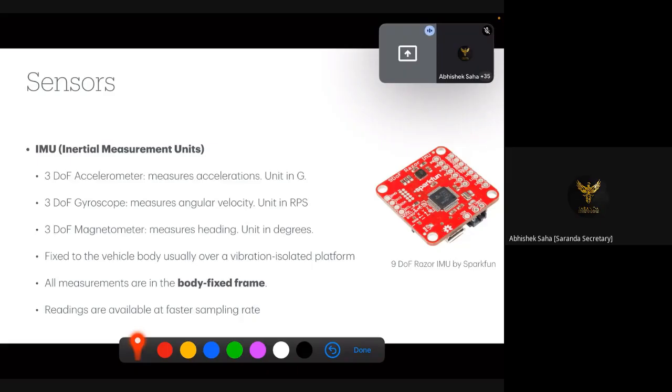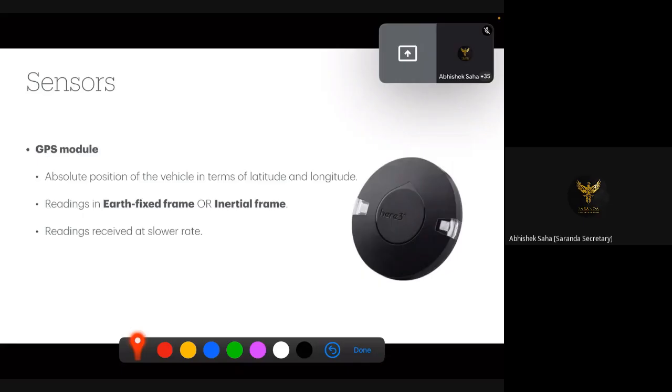The output of these is fast, so we sample them at a very high rate. Towards the end, we'll see what are the typical sample rates that we use. So the data can be collected at a very high rate. Along with this, we use a GPS module.